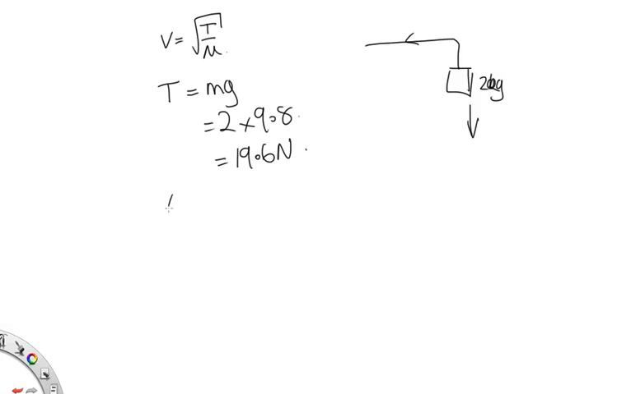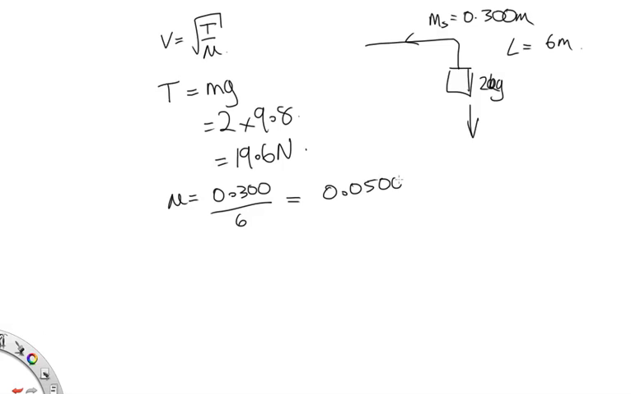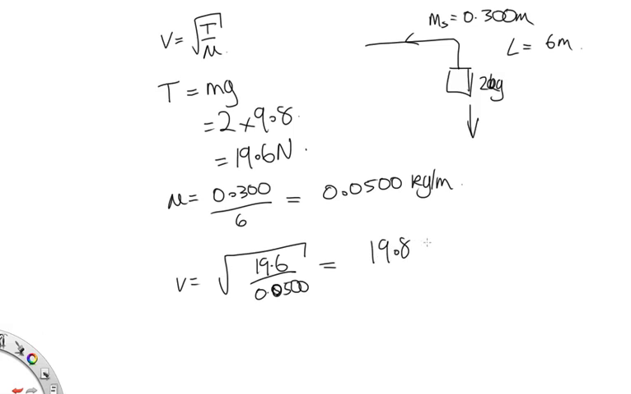Now we need to work out the mass per unit length. We're told that the mass of the string was equal to 0.300 kilograms and the length was 6 meters. So the mass per unit length is 0.300 over 6. Solving that gives us 0.0500 kilograms per meter. So now all we need to do is substitute into this formula. We end up with v is equal to the square root of 19.6 over 0.0500. Solving that gives us 19.8 meters per second. So that is the speed of the wave along this string.